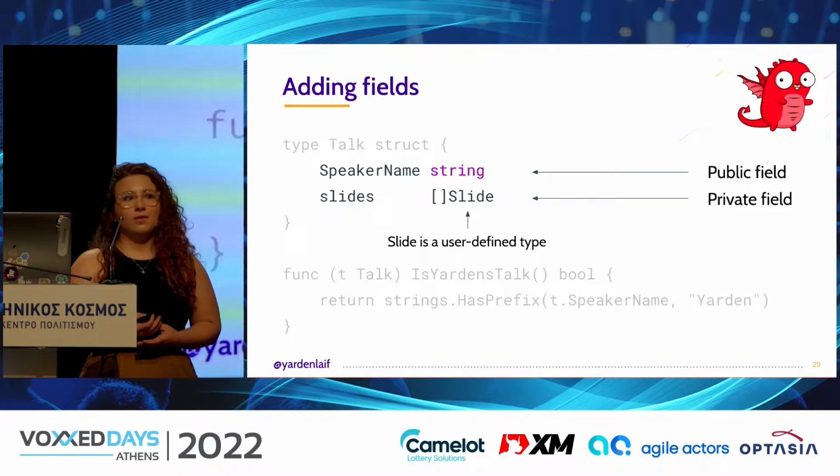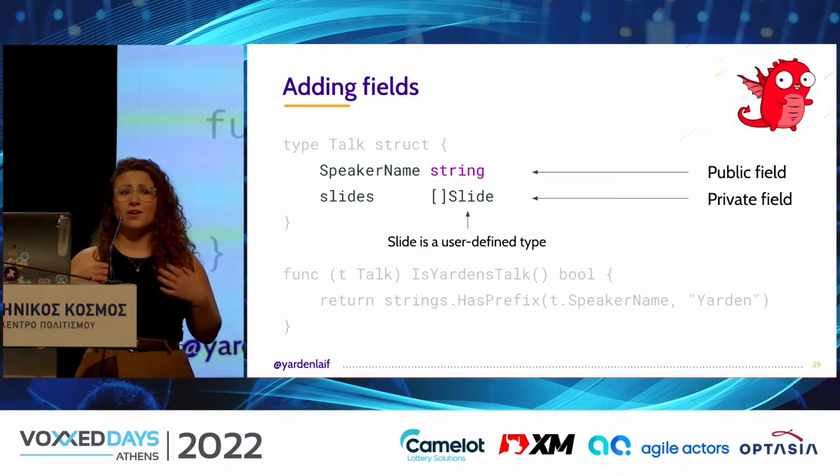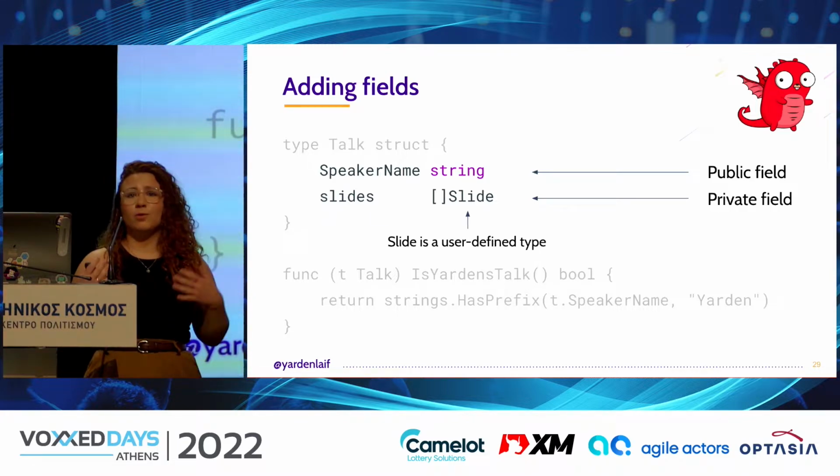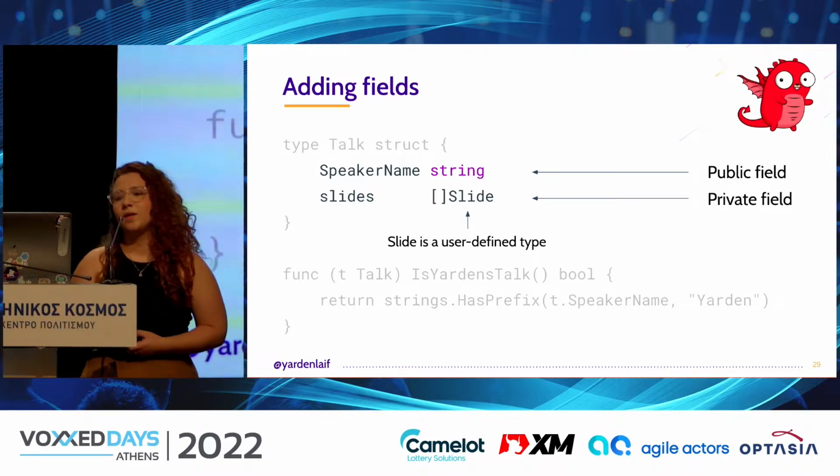Now we can decide which fields we want. In this case, we have two fields: speaker name and slides. You'll notice that speaker name starts with a capital S and slides with a lowercase s, and this is Go's way of saying speaker name is going to be a public field and slides is going to be a private field. There are no keywords public or private in Go, and the protected accessor just doesn't exist.